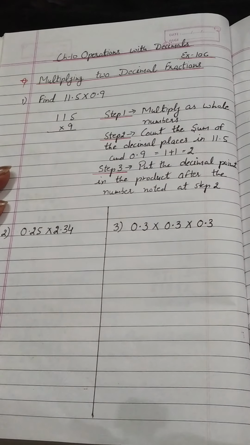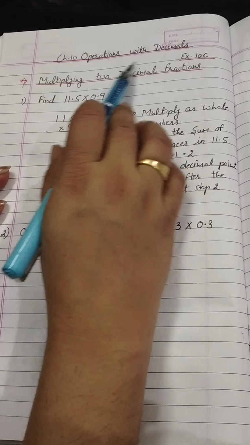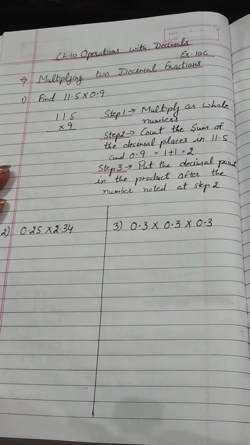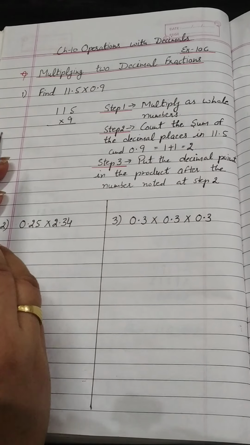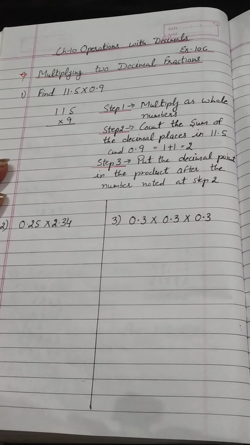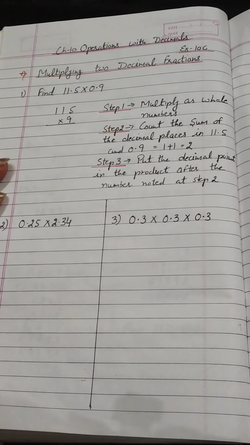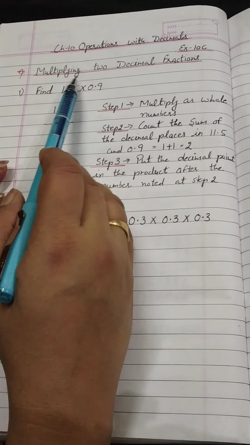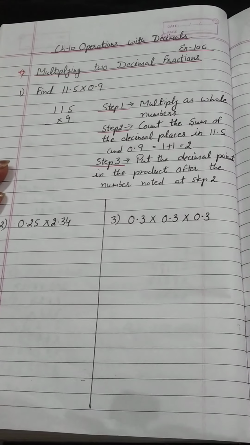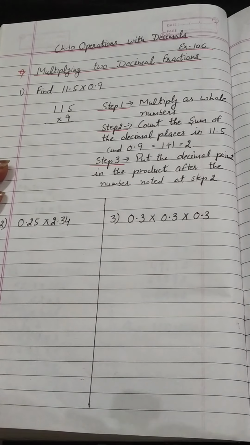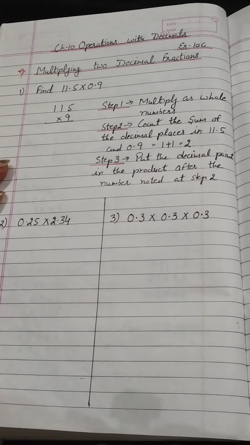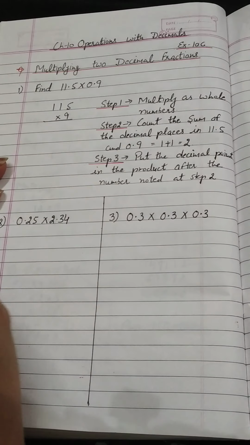Today, I'll continue my same topic, that is operations with decimals. Till now, we have done multiplying the whole number with the decimal number. Now today we will learn multiplying two decimal fractions. You will clear this concept with an example. Let's begin question number 1.